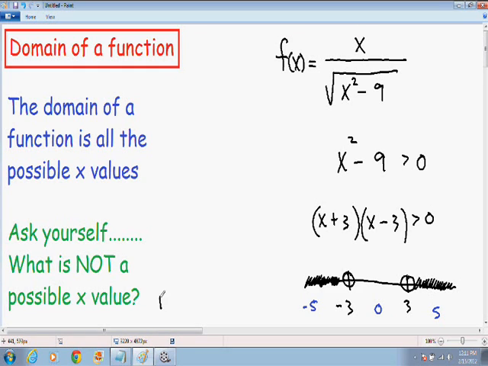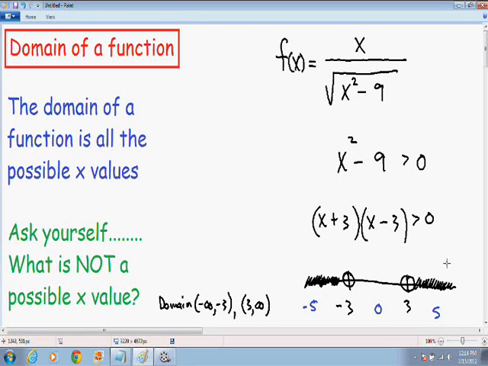So now I'm going to write my domain in interval notation. The domain goes all the way from negative infinity to negative 3. I'm going to put a parenthesis around negative 3 because negative 3 is not part of the solution. There's an open circle. And it also goes from 3 to positive infinity. And once again, I put a parenthesis around the positive 3 because the positive 3 has an open circle. It is not part of the solution.